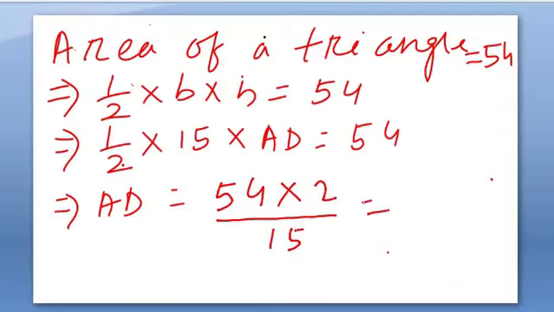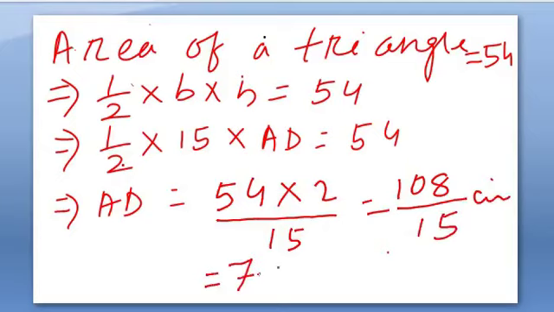Now 54 into 2 is 108, divided by 15 centimeter equals 7.2 centimeter. Therefore, the length of the altitude equals 7.2 centimeter.